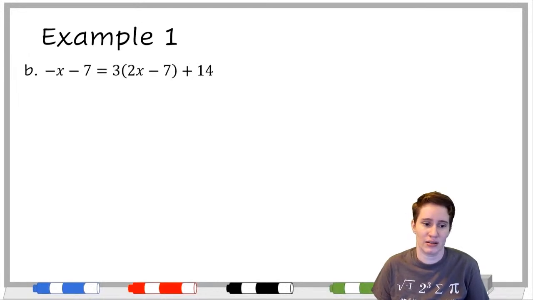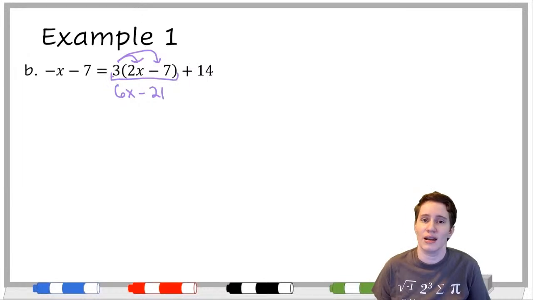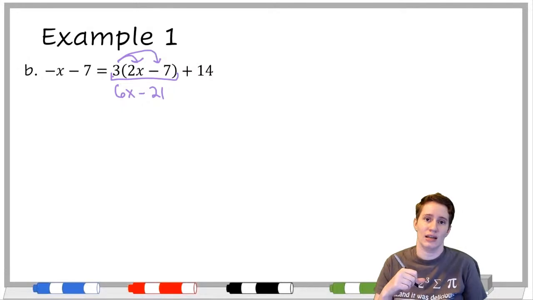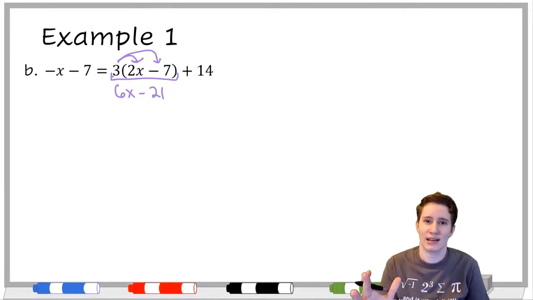We're just going to take this 3 and distribute it here. So 3 times 2x is 6x. Then I'm going to distribute it here. 3 times negative 7 is negative 21. So that's this part of the equation, and everything else around it needs to be dropped down, and it needs to look exactly the same.